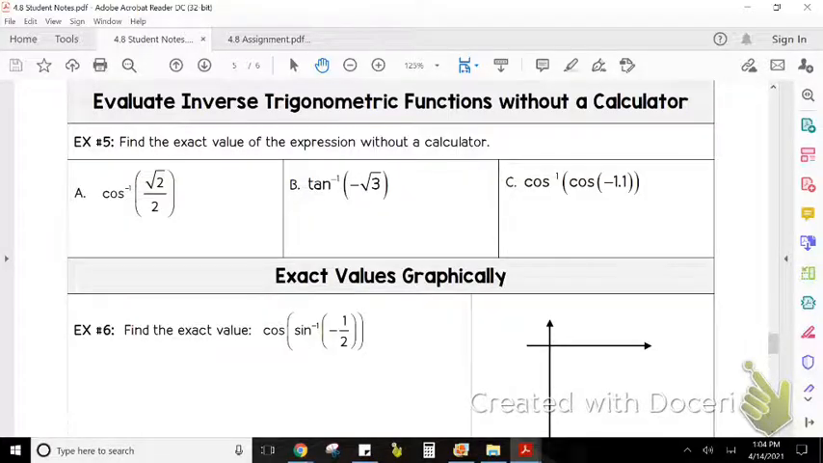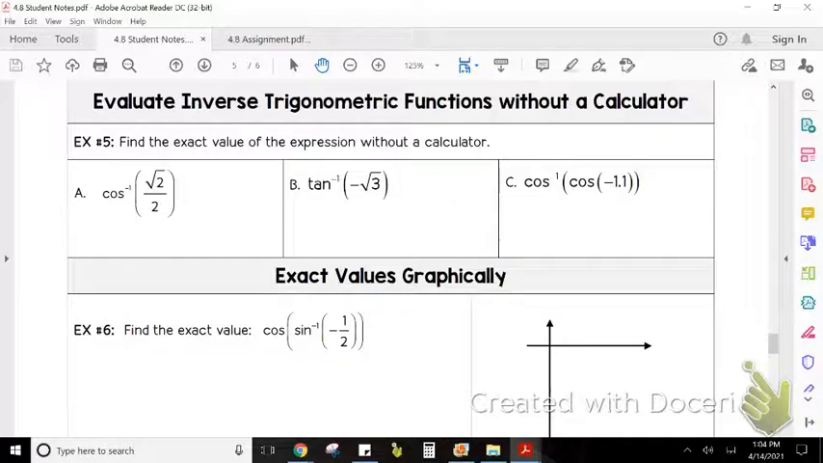Okay, so continuing on with our notes here. The next part says evaluate inverse trig functions without a calculator. So we've got the inverse cosine of the square root of 2 over 2. Now notice it says without a calculator. So this is kind of what we were doing the other day.